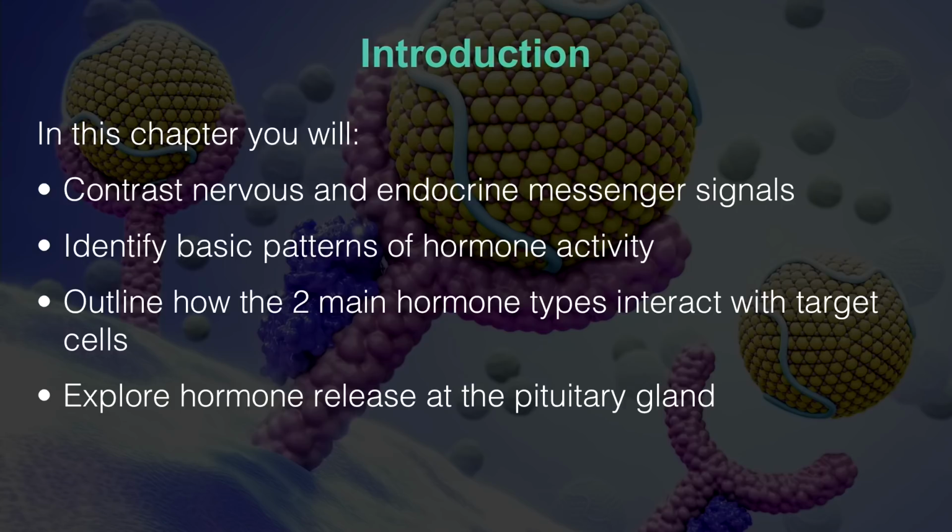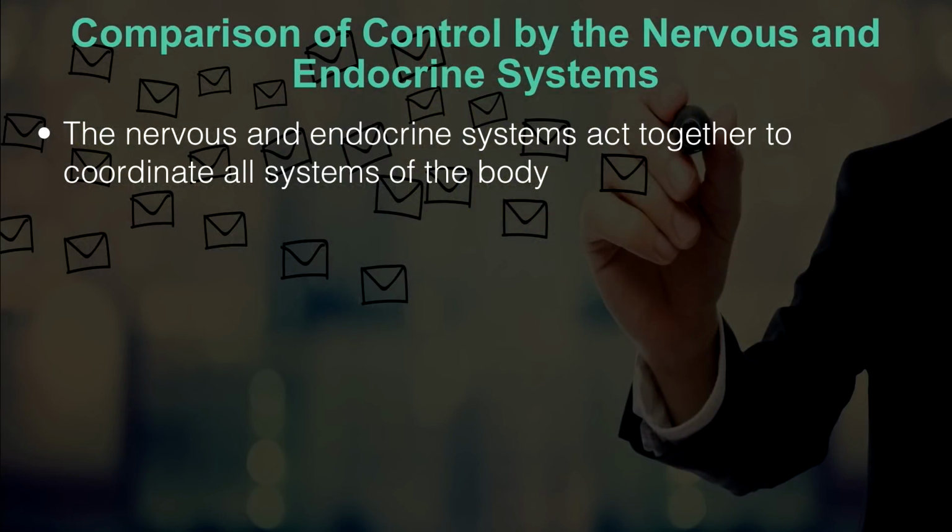So let's contrast these 2 systems, the nervous and the endocrine system. They both produce signals to affect some change. The difference, I guess, is in the type of change and the speed of the signals. They both act together to affect some change, and that means strengthening or lessening the activity of target cells in the body, to coordinate systems in the body.